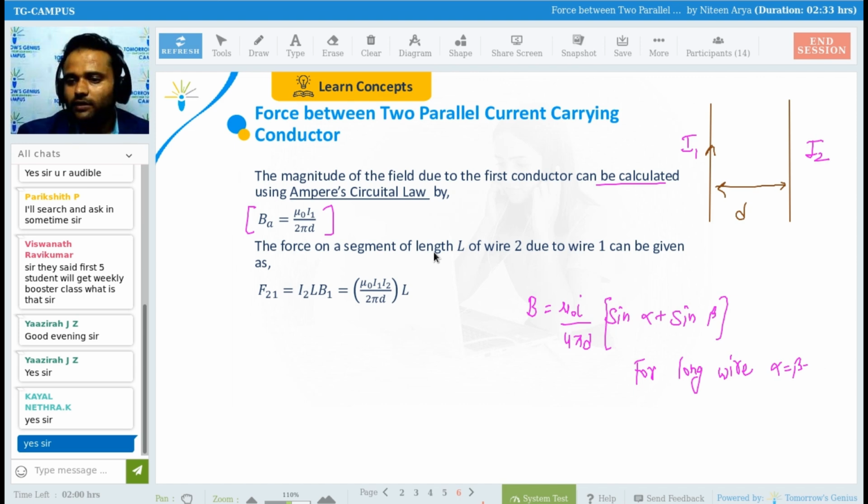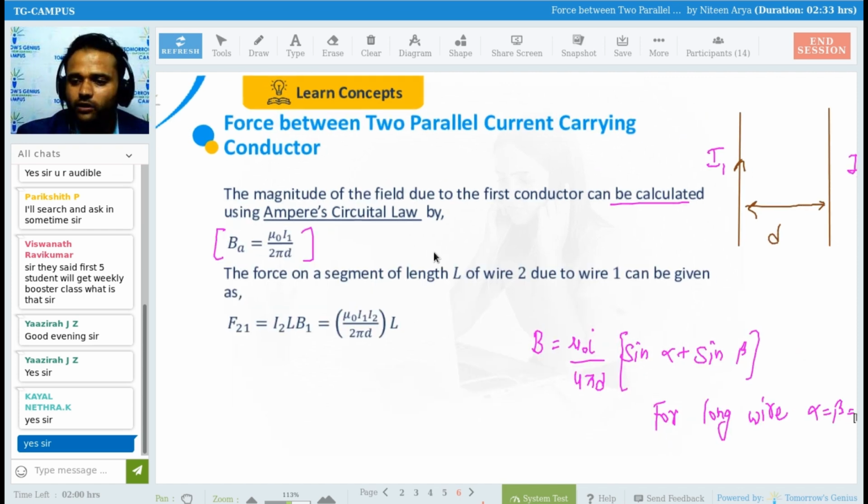Yeah, why not? I'm asking what is the meaning of a long wire or infinite wire? When can we take this particular condition? This is your general formula. Can anyone tell me when we can shift this particular formula into this formula number 1? Anyone?